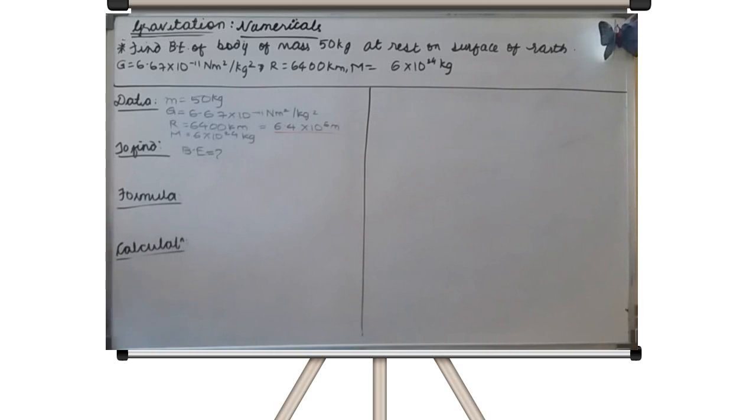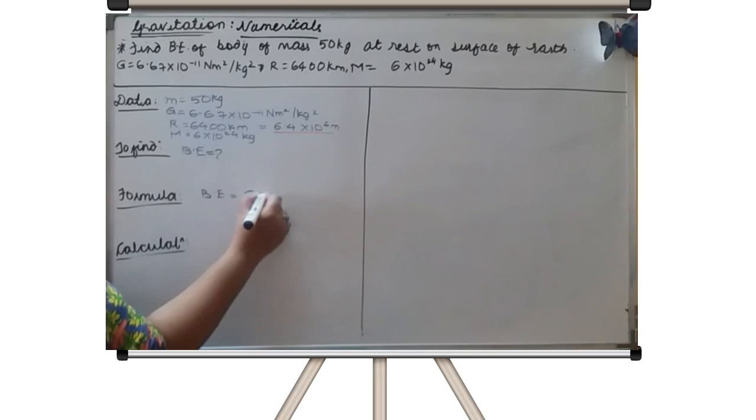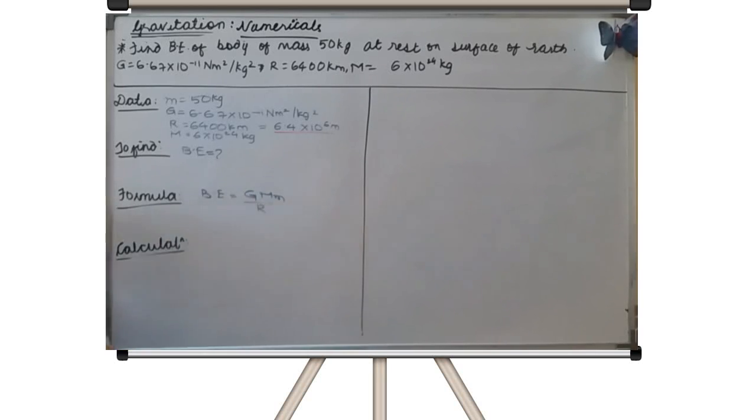Okay, formula for binding energy is capital GMm upon R. Let us just substitute it. Binding energy is equal to 6.67 into 10 raised to minus 11 into 6 into 10 raised to 24 into 250 upon 6.4 into 10 raised to 6. Simply by solving you will get binding energy in joule.